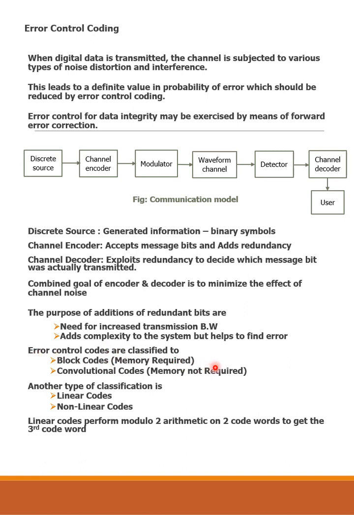The error control codes are majorly classified into block codes, where memory is required, and convolution codes, where memory is not required because it is a bit by bit operation. Another type of classification is linear code and nonlinear code. The linear code performs modulo 2 arithmetic on two code words to get the third code word. So this is a simplified idea about block code and convolution code in error control coding.